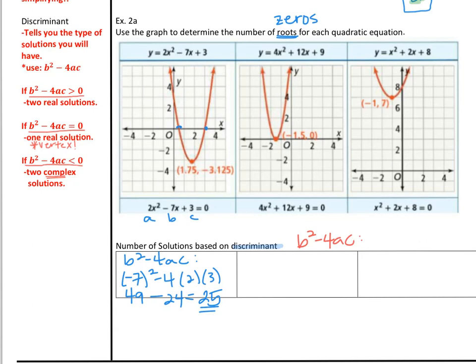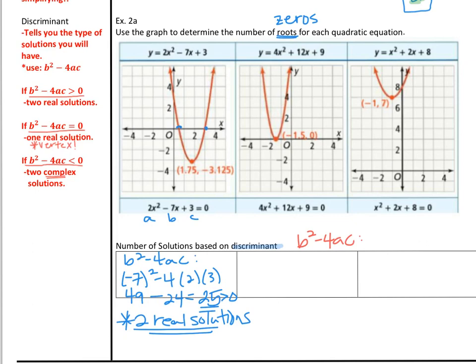And that's greater than 0. Because 25 is greater than 0, we have two real solutions. So that's showing algebraically that the graph should cross the x-axis twice.